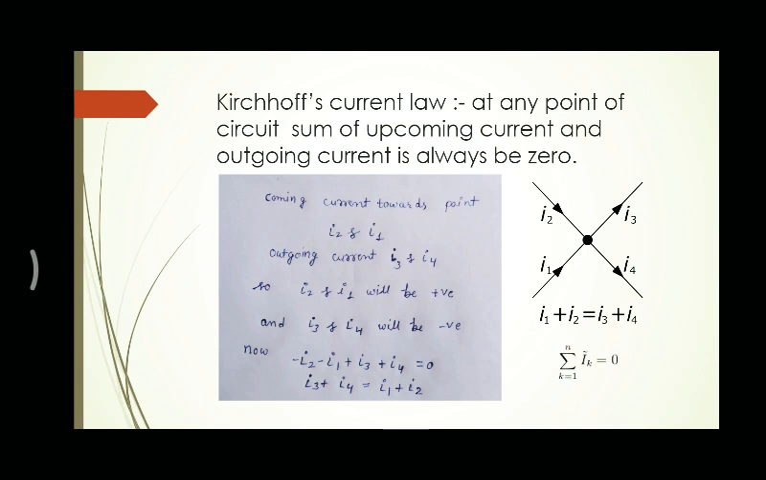So here in the circuit diagram we can see that I1 and I2 are incoming currents, so they will be positive, and I3 and I4 are outgoing currents, so they will be negative. So using Kirchhoff's current law, the sum of these currents will be 0. So our equation will be negative of I2, negative of I1, and positive of I3 and positive of I4 will be 0. So at last we get the equation I1 plus I2 is equal to I3 plus I4.